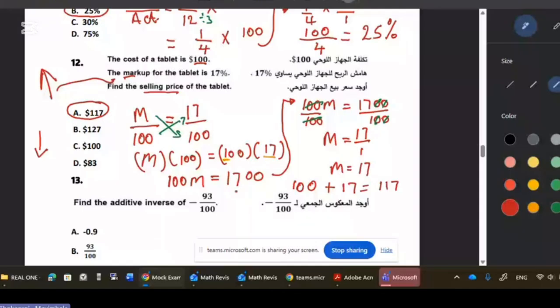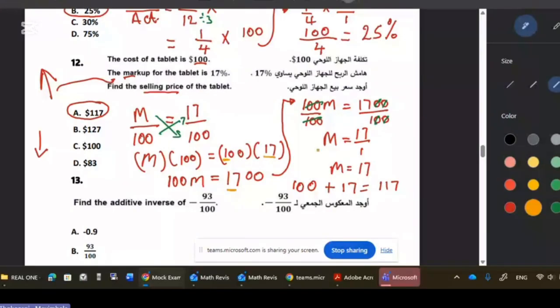Then I just brought these zeros down. It's a faster way to multiply when you have zeros. Because we are looking for M, which is the markup, I'm going to divide everything by 100, because I want to remove this 100. 100 divided by 100 gives me 1, and I'm left with 1 M. What I do on the left must be done on the right as well.